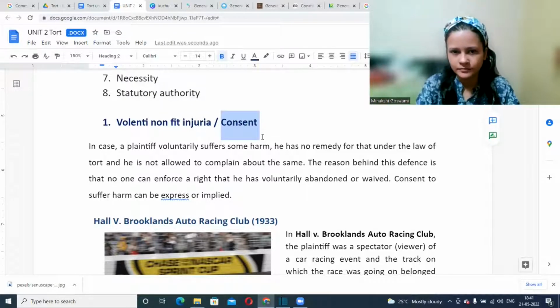Consent is ready to pay for his loss, something like that. Consent is like approval once you agree.